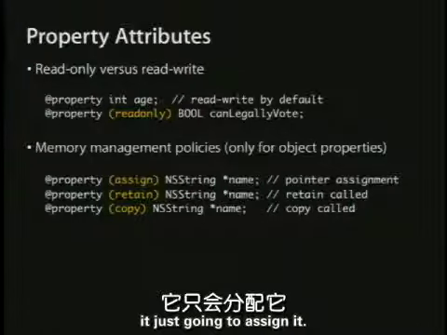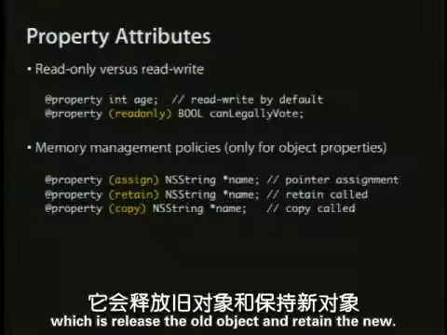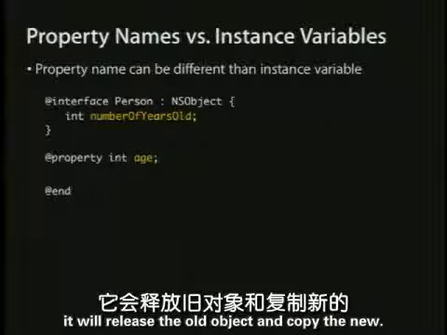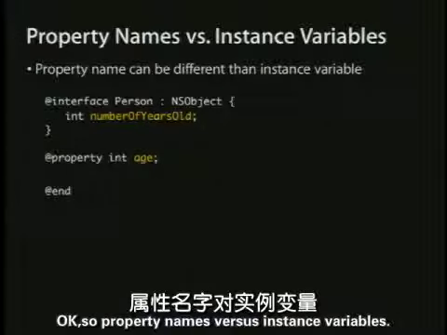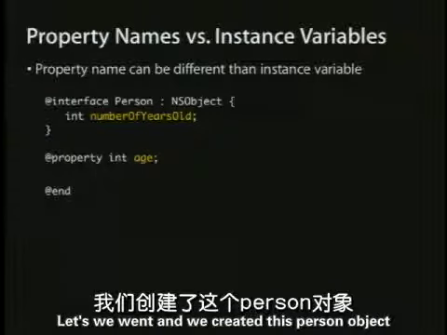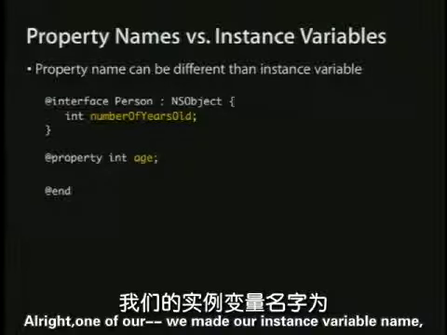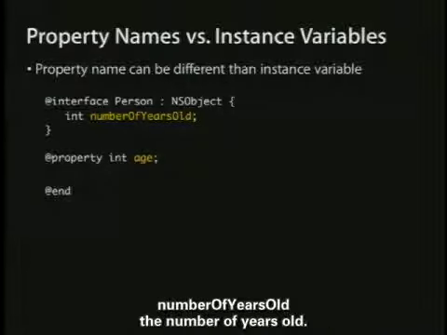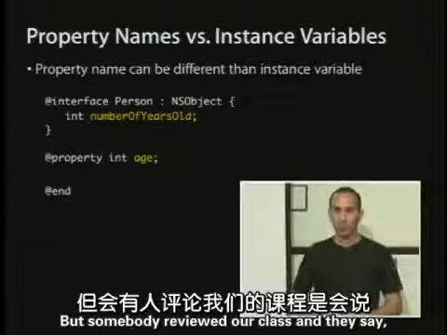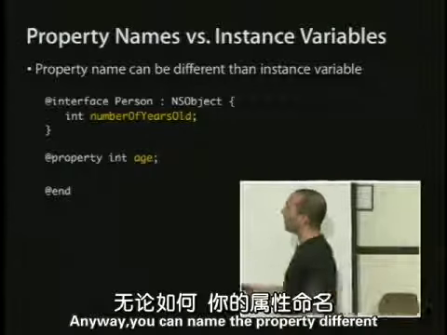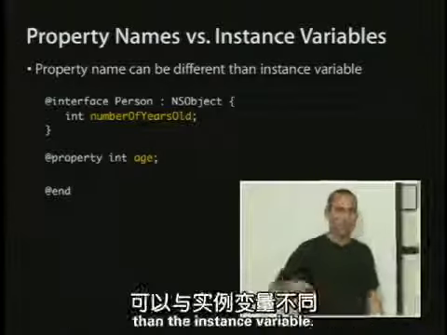So read-only versus read-write. Here are some of the settings you can put on a property. Read-only says that it should not generate a setter for you. It only generates the getter. And here are the memory management properties: assign, retain, and copy. Assign means when it creates the setter, it will not retain the new object. It's not going to release the old object. It's just going to assign it. Retain is going to do what we did earlier, which is release the old object and retain the new. And copy will do the same. It'll release the old object and copy the new.